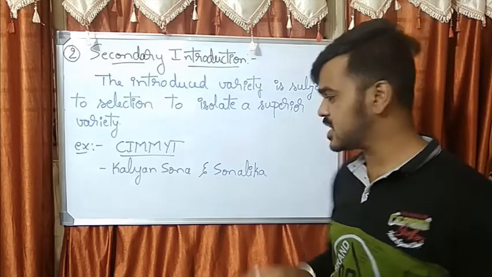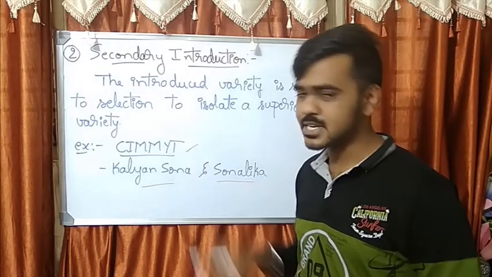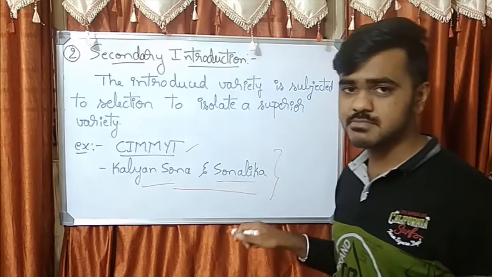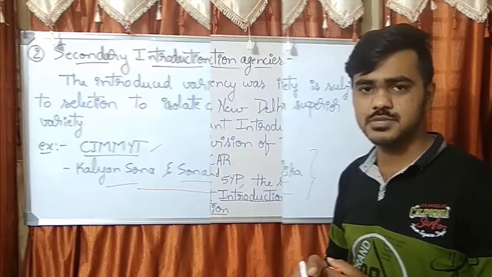The best examples are Kalyan Sona and Sonalika, which were introduced from Mexico. In India, these were selected and then released as new varieties for commercial cultivation.